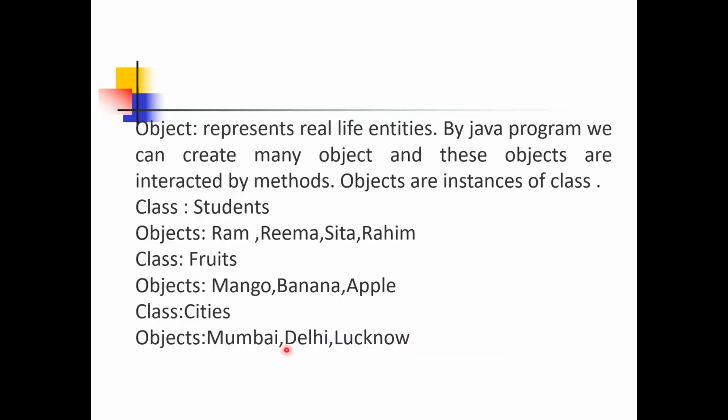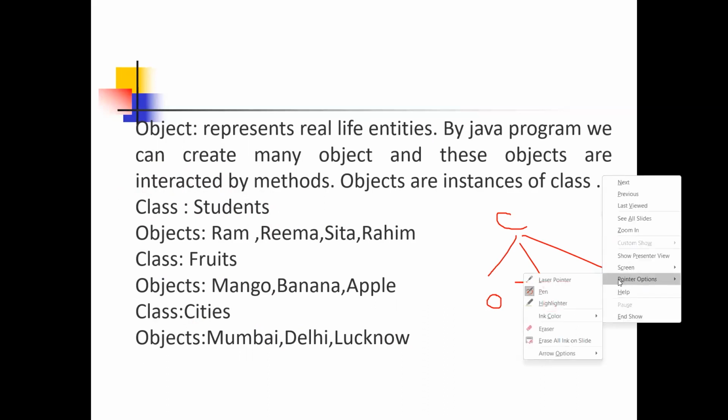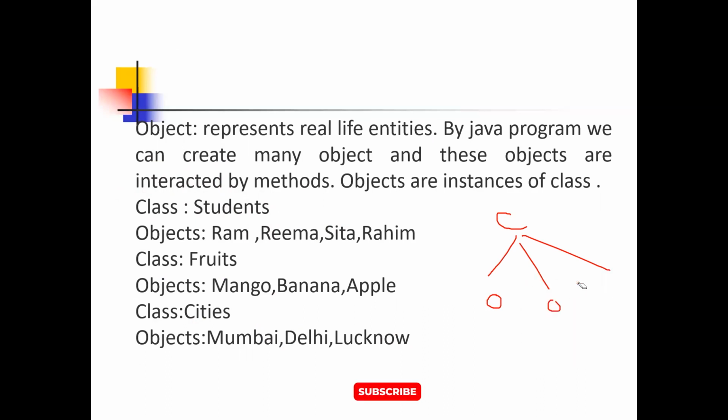So see here, in technical terms, for a class there are so many objects. Class is a keyword to define the objects. In technical terms, objects have state and behavior.